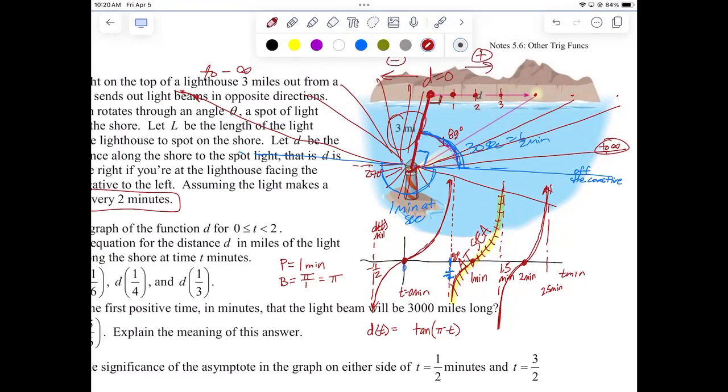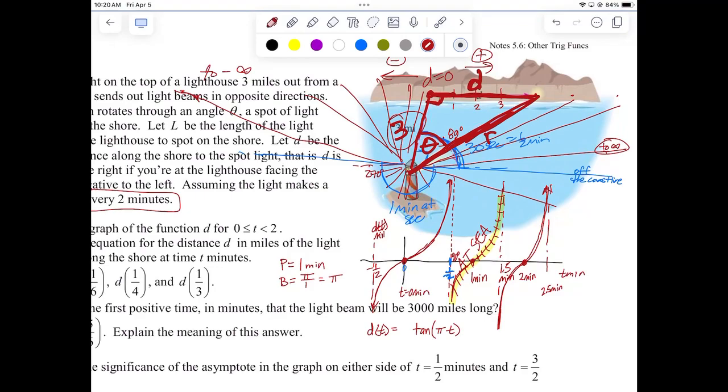If I look at this instance right here, we could call the hypotenuse the radius of this right triangle, right? And the radius is getting bigger. We're actually measuring the horizontal distance on the shoreline. That's what we're calling D. And this is 3. And this is our angle theta right here. And you can call the hypotenuse the radius, which is getting bigger as well.